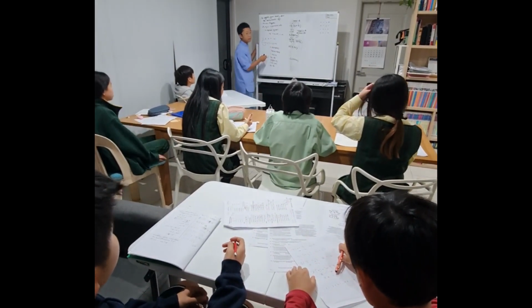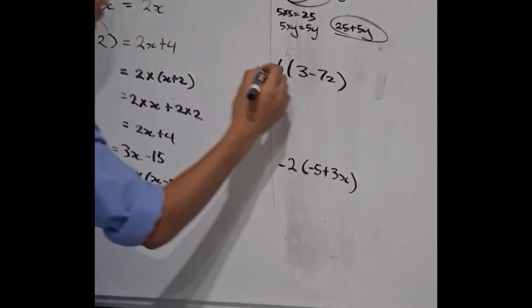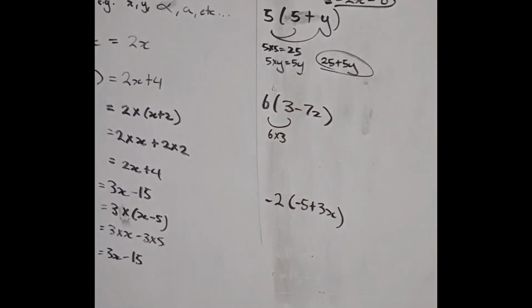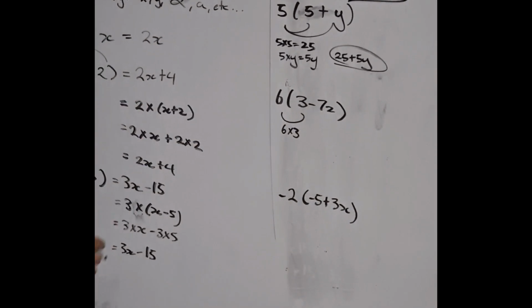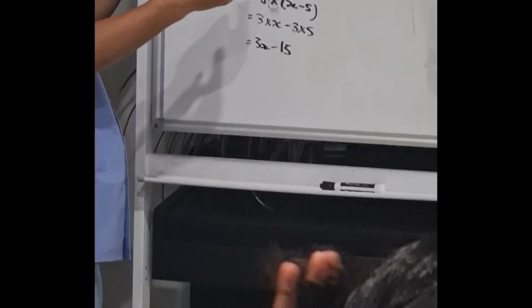Now next question, this one. Elaine, what's the first step? What's the first thing we do? What do you think? Have a look at all these questions. 6 times 3. So Elaine says 6 times 3. Next, James, what's the next step we do? 6 times 7, x. 7z.